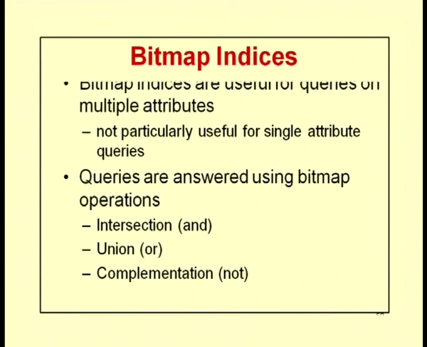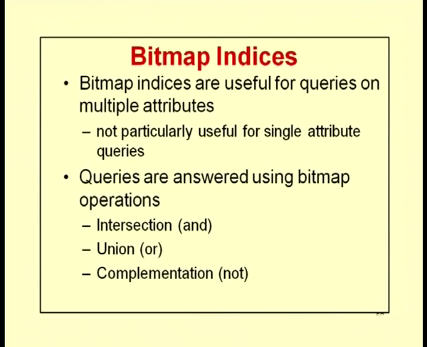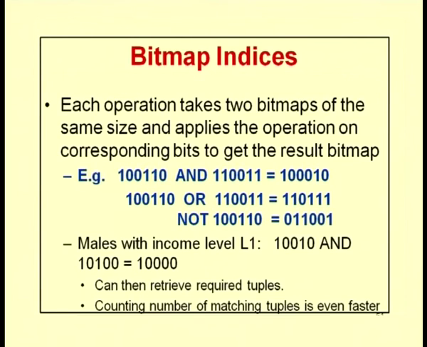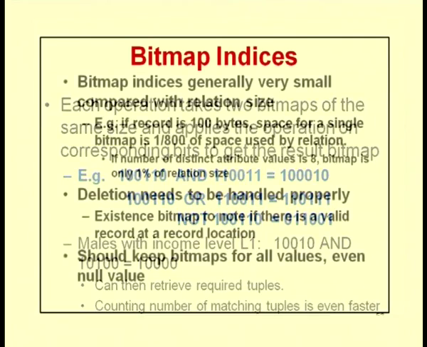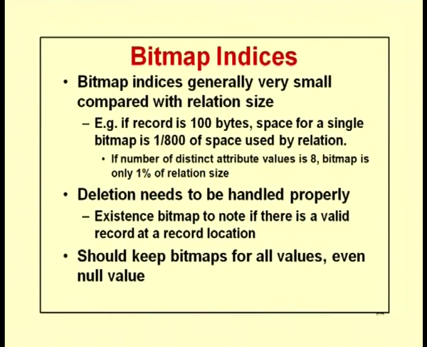Bitmap indices are useful for queries on multiple attributes. They are not particularly useful for single attributes. Queries can be answered using bitmap operations: intersection, union or complementation. Each operation takes two bitmaps of the same size and applies the operation on the corresponding bits to get the result bitmap. The size of a bitmap is generally very small compared with the relation size. Deletion needs to be handled properly, and you should keep a bitmap for all values, even the null value.